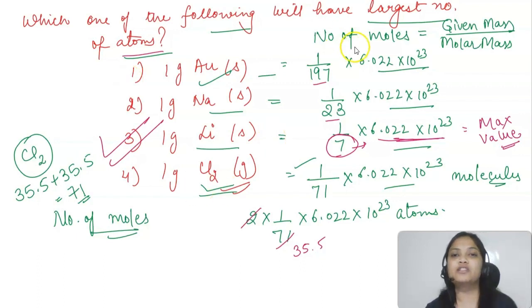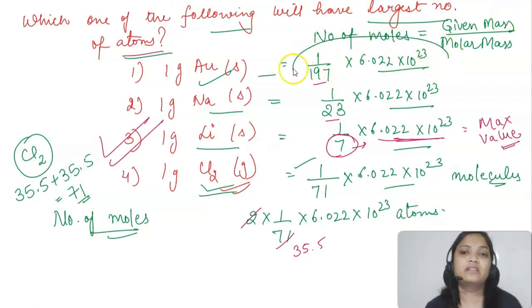If they would have asked you the least number of atoms, then what would be the answer? They can ask that also, na, least number of atoms. The least number of atoms will be in this first case, because here the denominator is the biggest. So the value that you will be getting will be the least, no? So the answer for this particular question is option number 3.